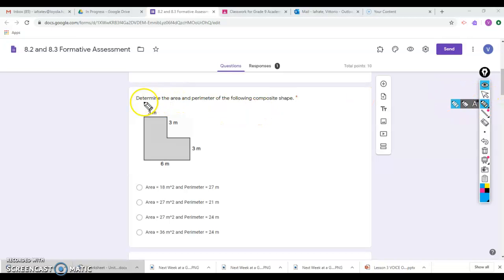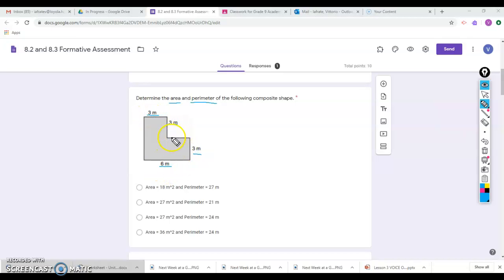Here we go. We're going to start with the first question. Determine the area and perimeter of the following composite shapes. So there's two things we have to find, the area and the perimeter. I'm going to start off with the perimeter. Remember, perimeter means basically just adding up all the sides. So you have 3 meters, 3 meters, 3 meters, 6 meters.